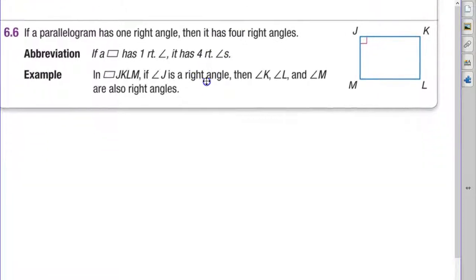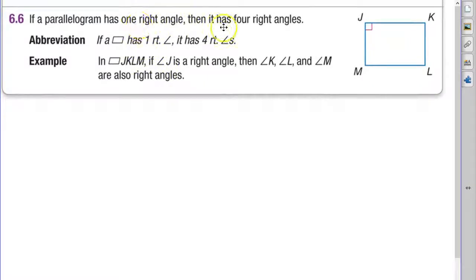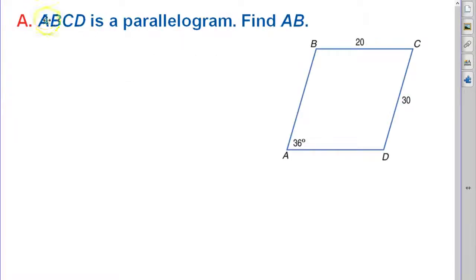And then the last one, if a parallelogram has one right angle, then it has four. And again, that's because these two would have to be supplementary. If this is 90, this is 90. And then opposite angles are congruent, so 90 and 90, 90, 90. Okay, so here we go.